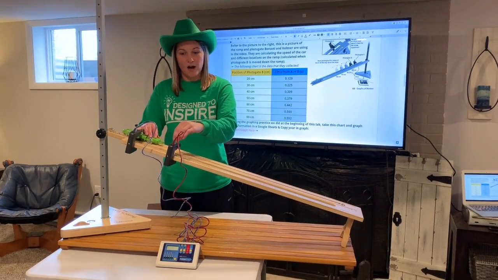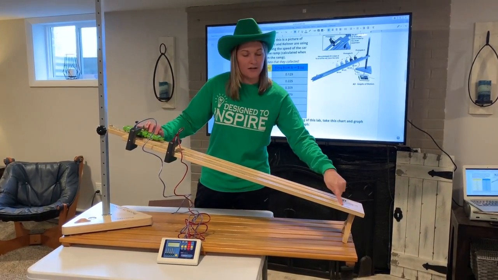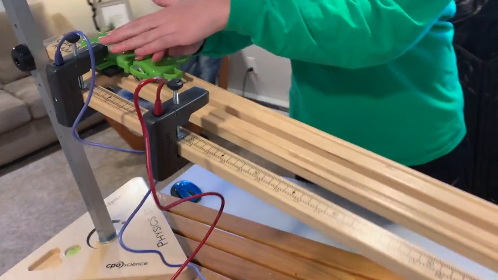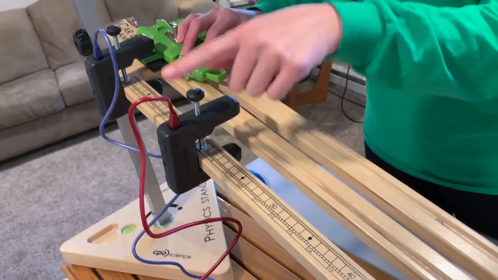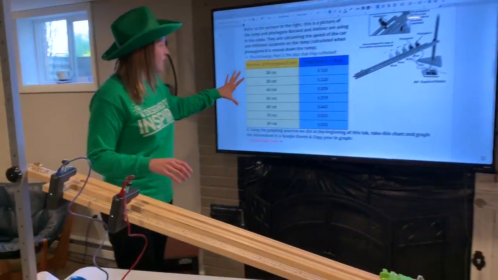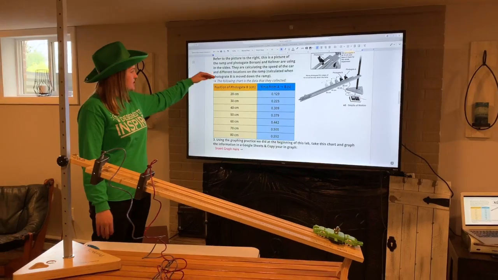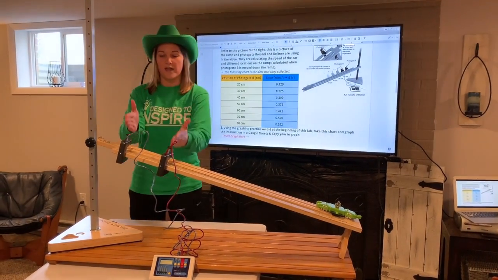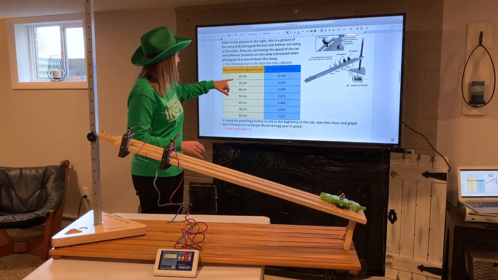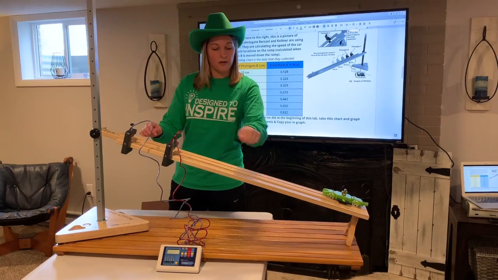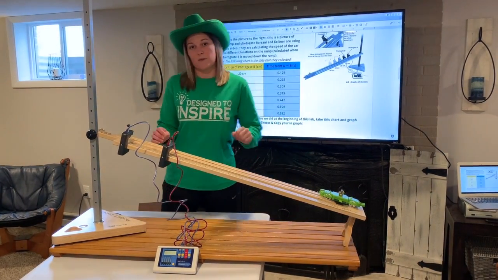These actually come off, and we have a ruler here on our ramp that we're able to track and measure how far apart our photo gates are. So this is A and the red is B. If you notice on the table of charts here, it says our photo gate B, which is the red one, is going to be 20 centimeters away from photo gate A. Then we're going to test it at 30, 40, 50 as it goes down. So we'll be moving our photo gate down the ramp as we go.